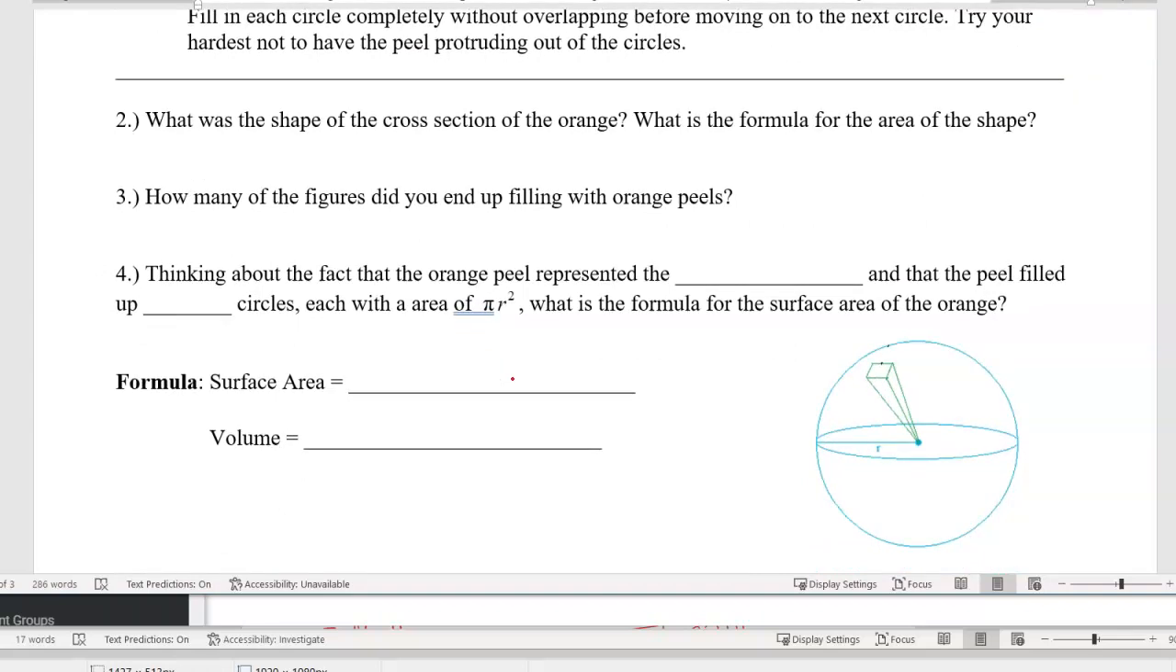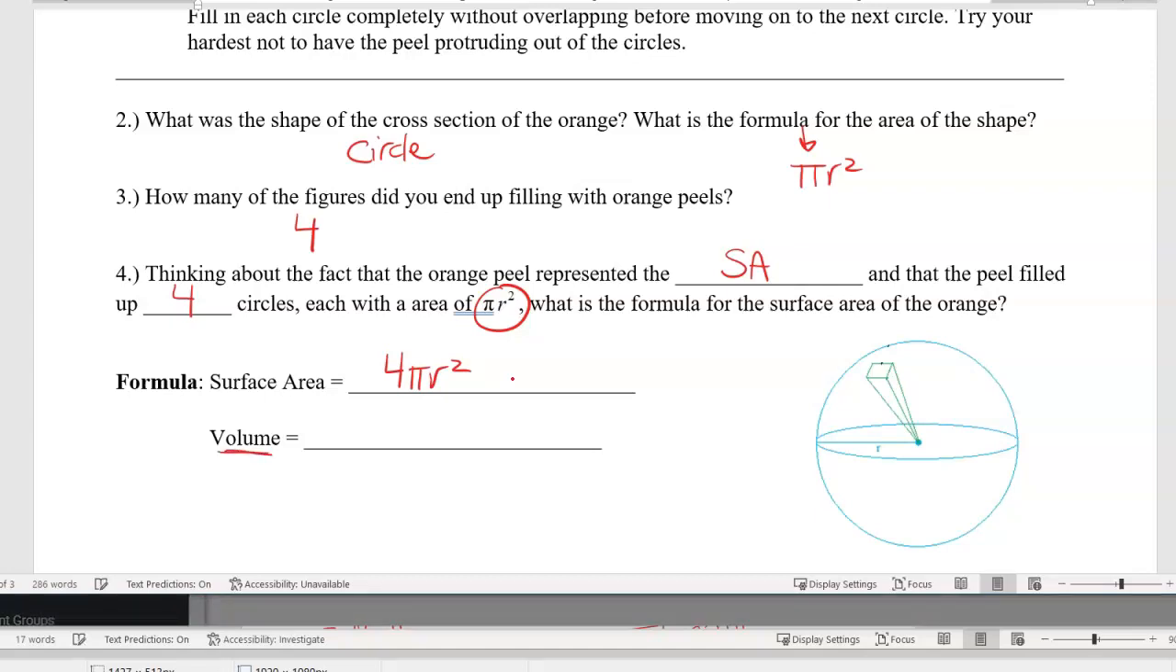It said, what was the shape of the cross section of the orange? And we knew that was a circle. What is the formula for the area of that shape? Well, that's pi r squared. Now, it asked them how many circles they filled up, and they were able to fill up 4 of them. And then when you put all that information together, it gets you the formula. So we know that the peel represents the surface area, and the peel filled up 4 circles, and each circle was pi r squared. So that means the formula for surface area must have been 4 pi r squared. So hopefully that made sense to you guys at home.